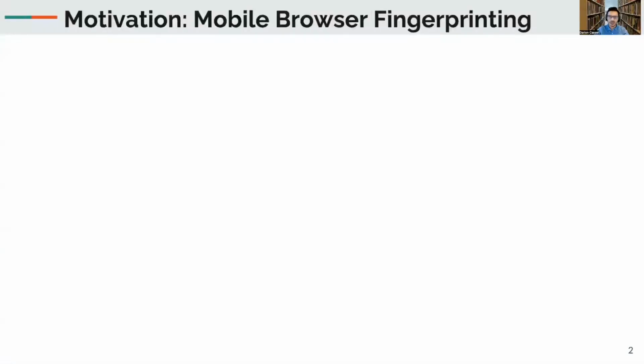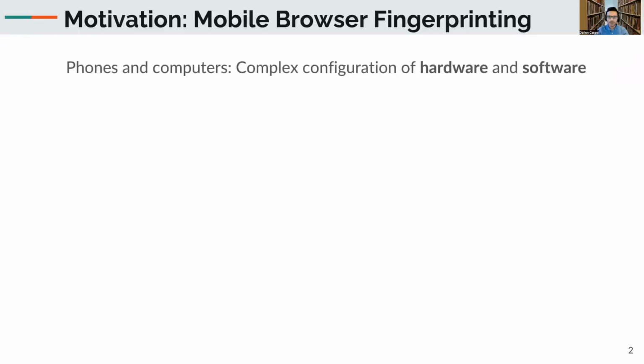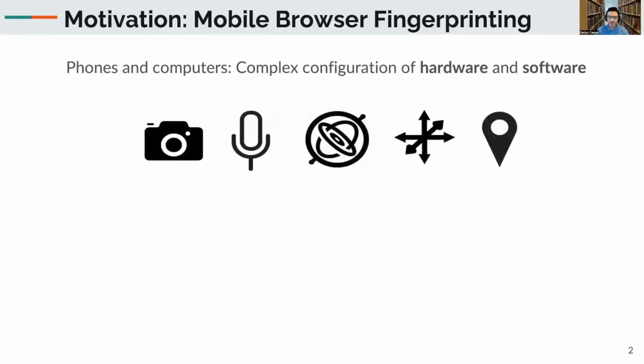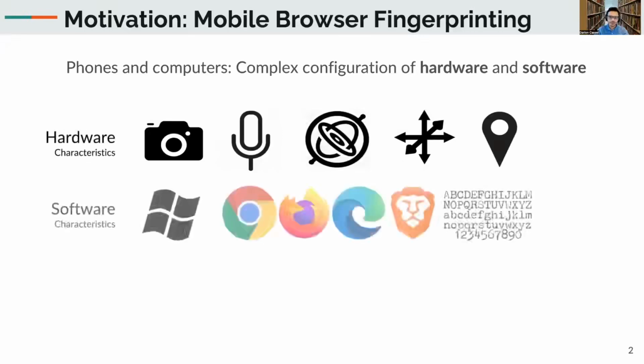To begin, I'm going to talk about the concept of browser fingerprinting, in particular as it applies to mobile browsers. Modern mobile phones and desktop computers have a complex configuration of both hardware and software. If you think about a phone, you may have a camera, a microphone, a gyroscope, an accelerometer, a GPS module. These particular hardware components make up the hardware characteristics of the device. Likewise, devices also have a suite of software characteristics, such as the operating system that the device is running, the browser that a user is using, as well as its configuration and particular version, as well as things that people don't think about as often, such as which fonts are installed on the device.